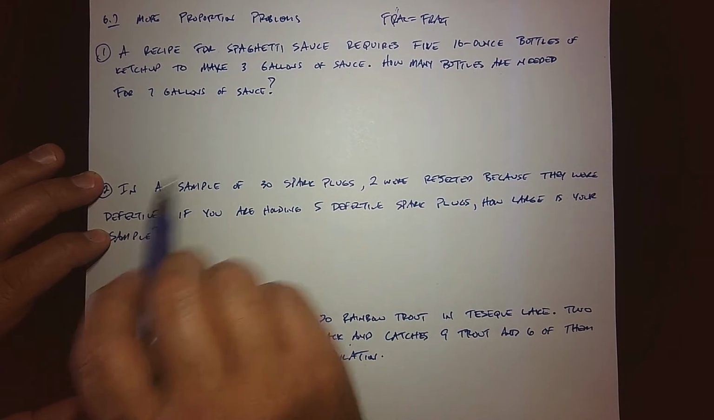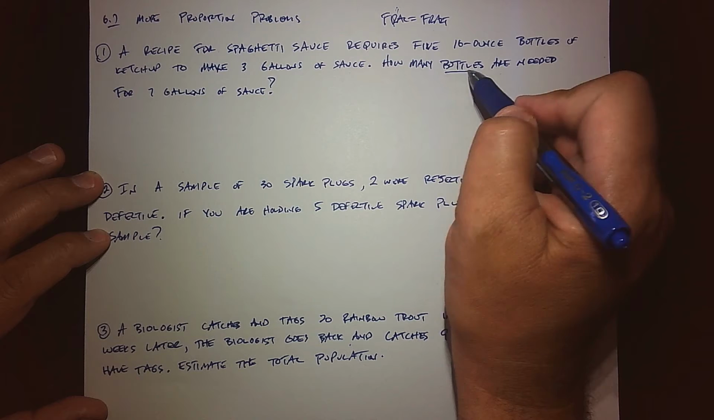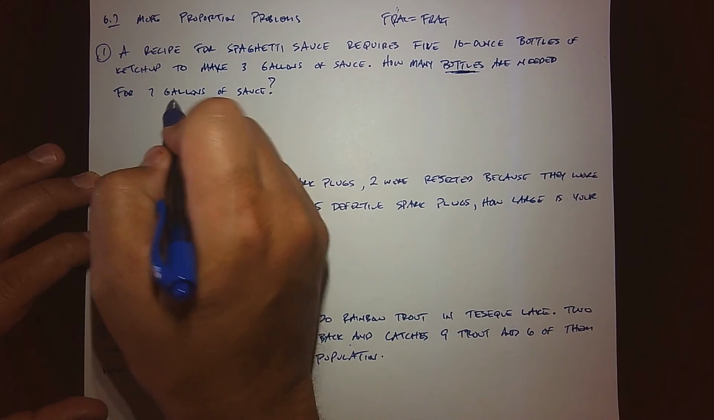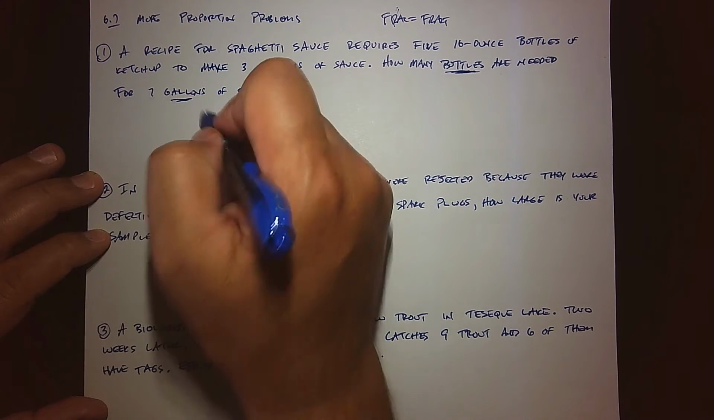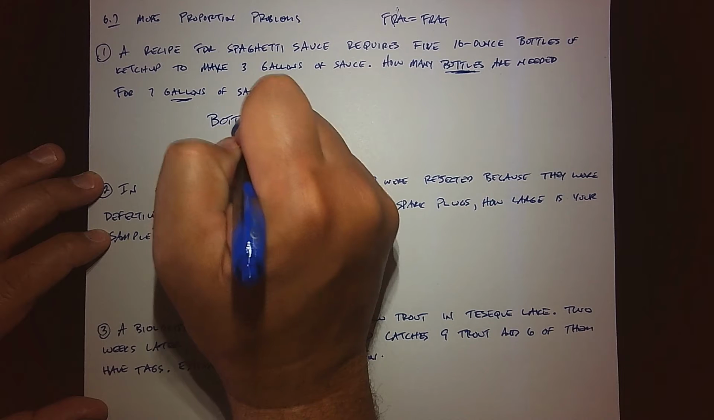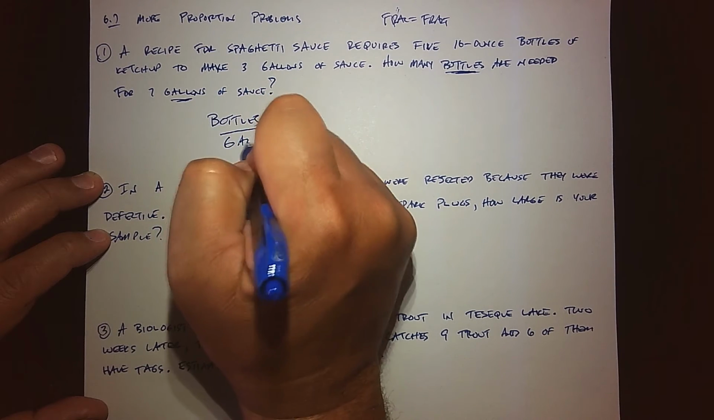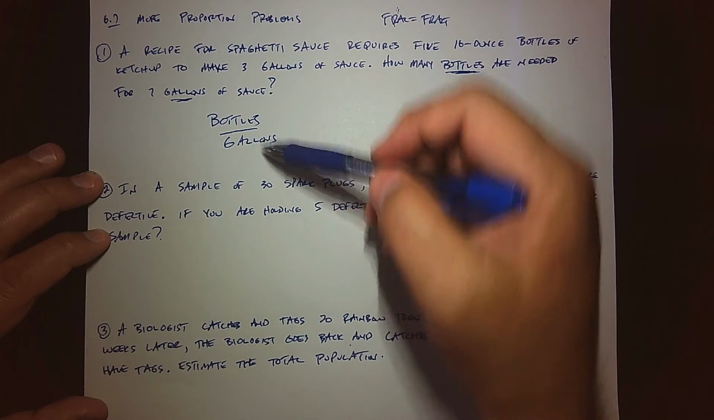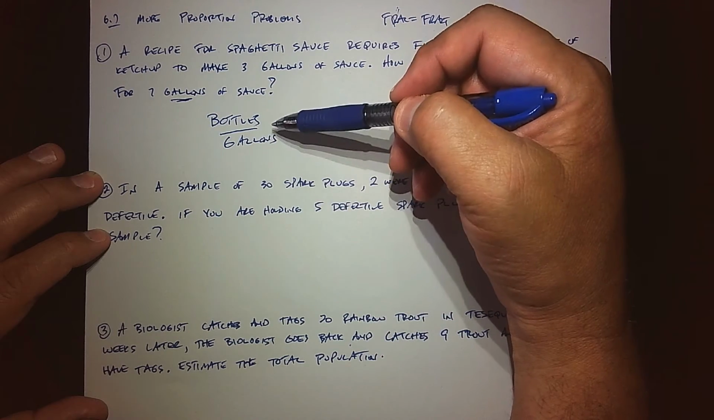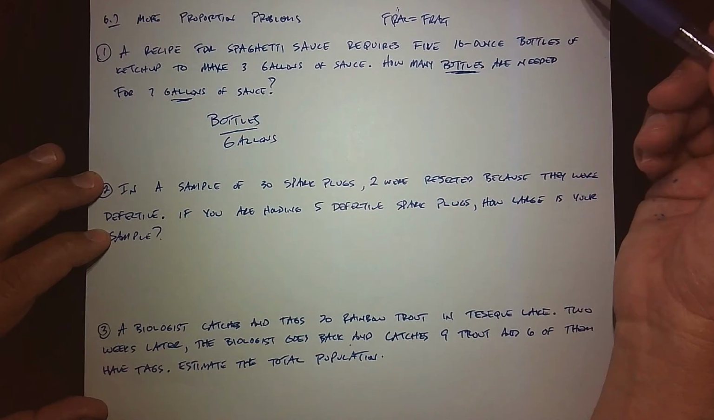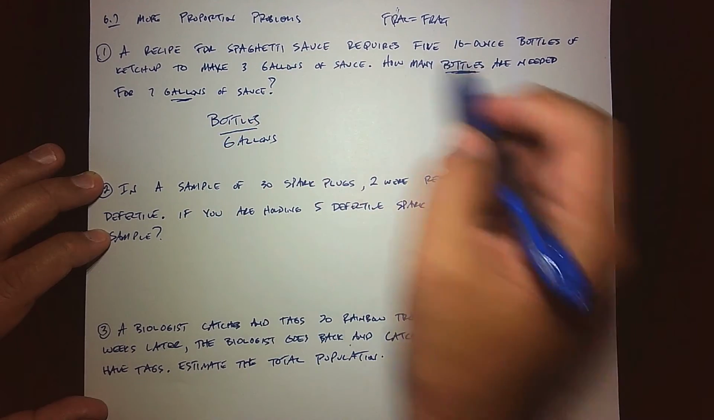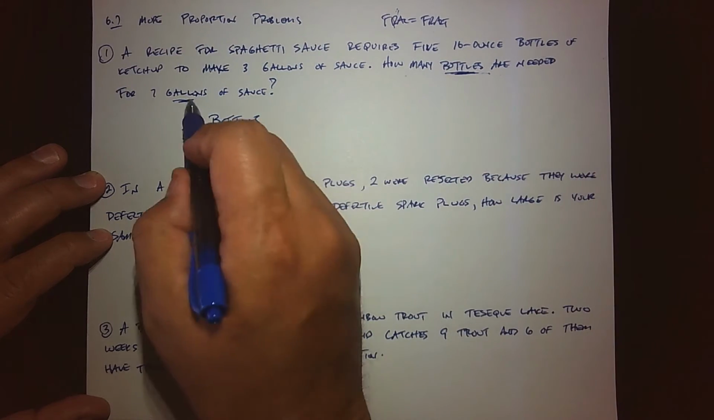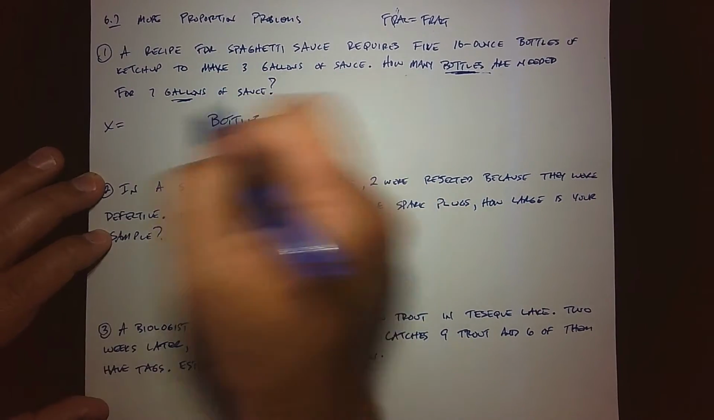Alrighty, so if we take a look at our comparison, we're comparing bottles to gallons. So perhaps when I start setting up my fractions, I set it up as bottles to gallons. Of course, if you want gallons to bottles, you could do that. But whatever you decide, be consistent. My unknown in this case, we're looking for how many bottles for 7 gallons. So how about we call that X, right?